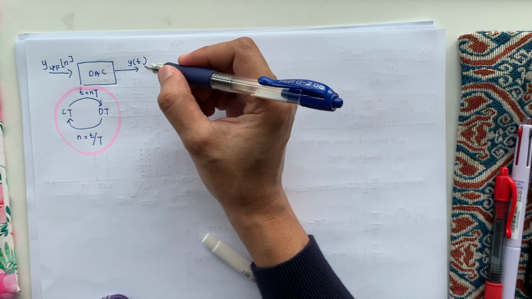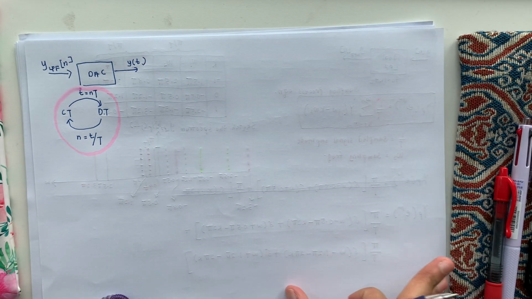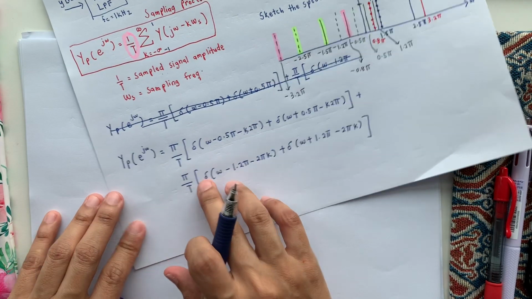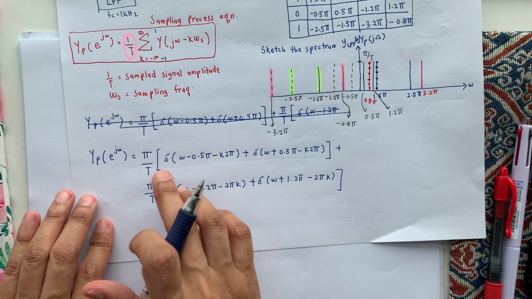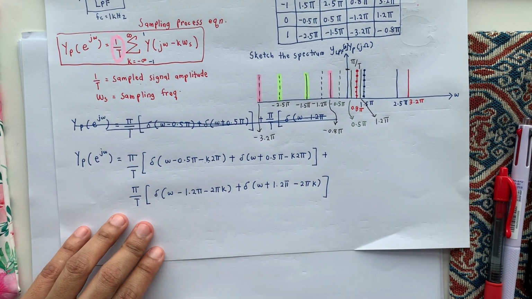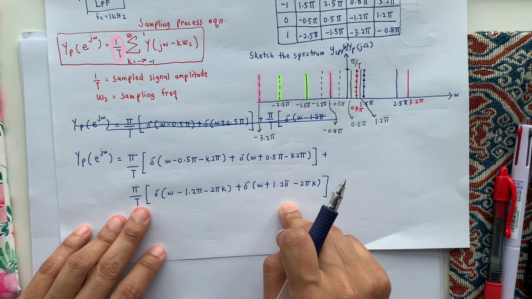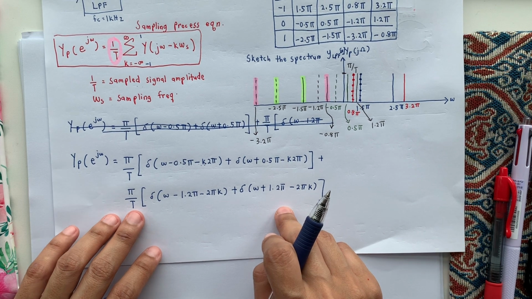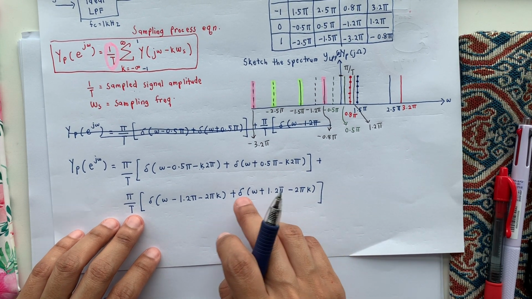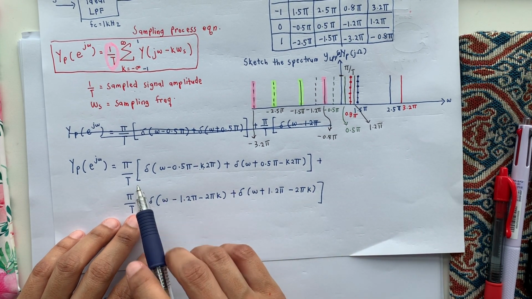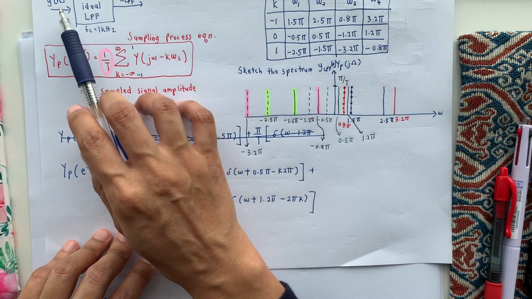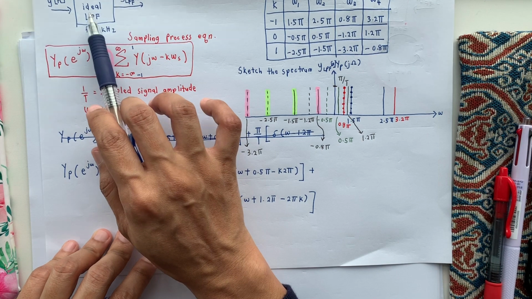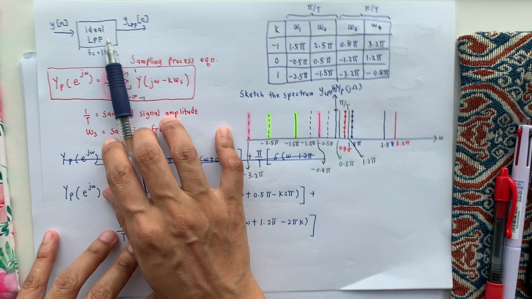Okay, so what you have to do next is, you have this equation Y_p(e^{jω}). Basically, you have this equation, and you have to make sure you put Y_p(e^{jω}) inside this ideal low pass filter.